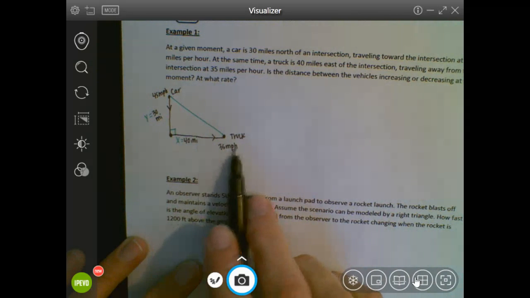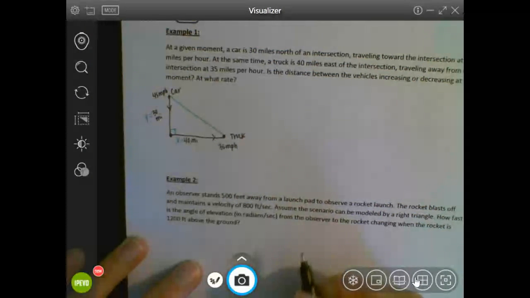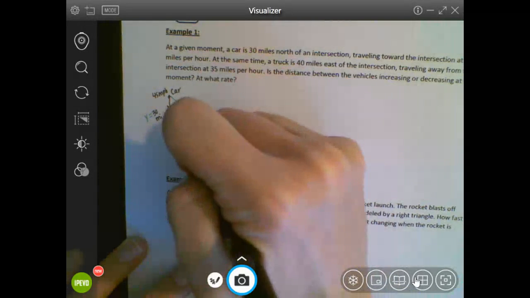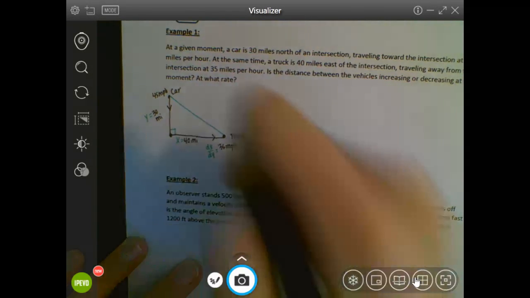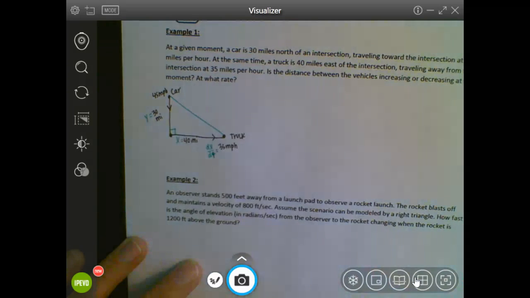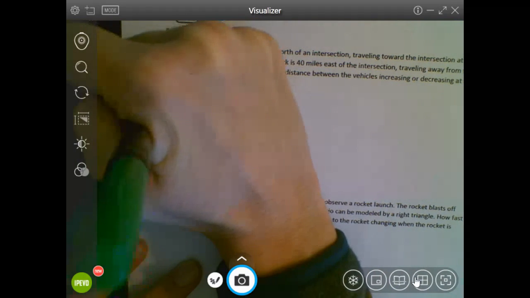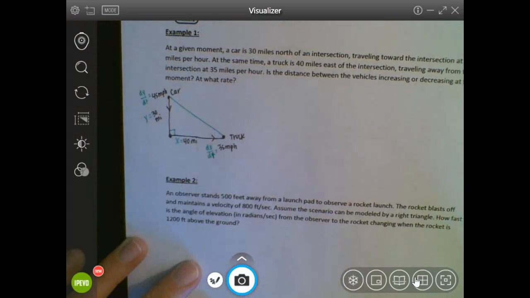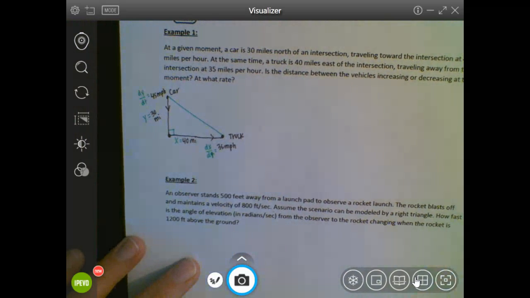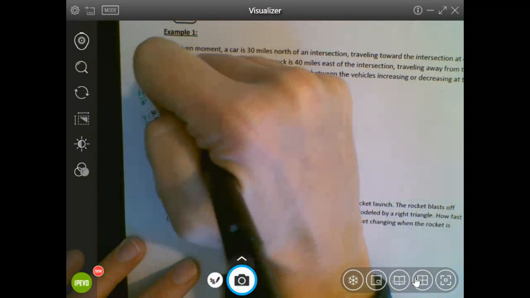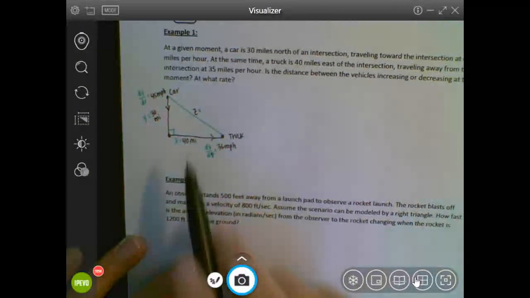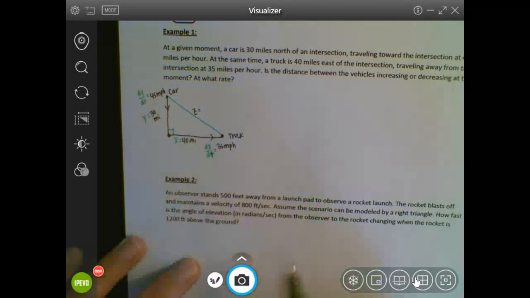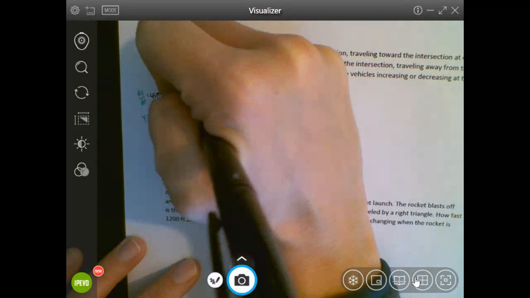And these 35 and 45 are actually our rates. So that's the rate of change of X and Y. So I'm going to label these as dx/dt and dy/dt. So then, using the Pythagorean theorem, I should be able to figure out what this diagonal distance is. So 40 squared plus 30 squared, and then take the square root of that. I believe that should give us a 50.